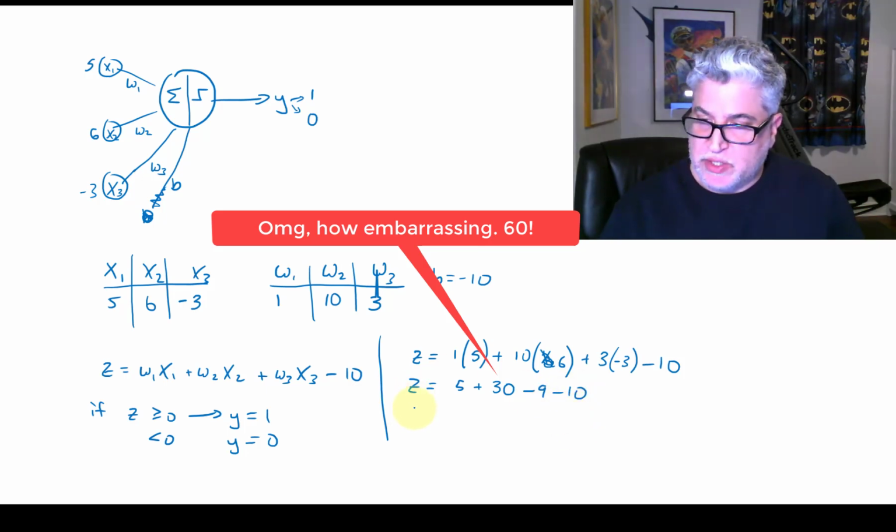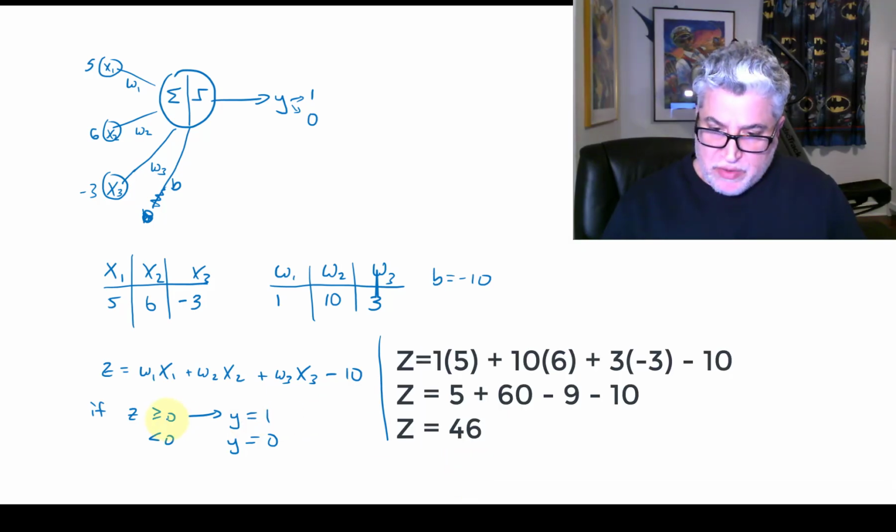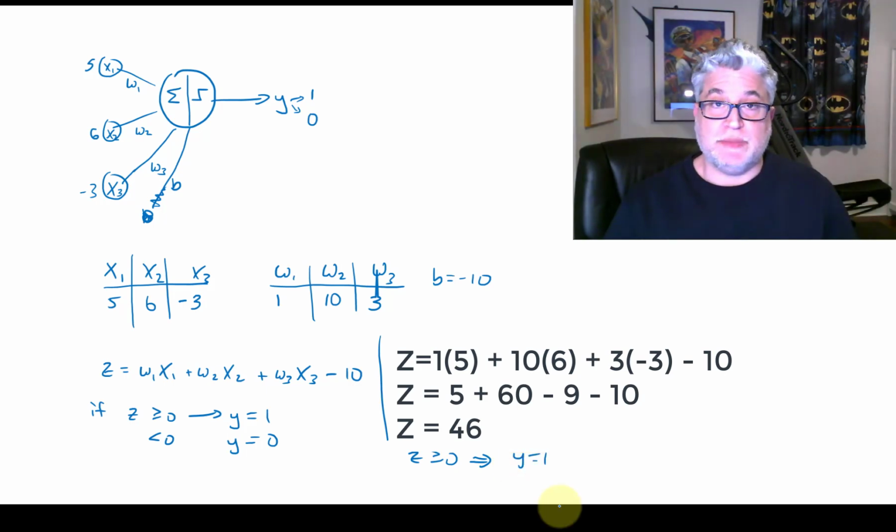Ooh, all right, things are getting interesting. So we get a 35 minus 19. And so z is 16. And it's still bigger than 0. So since this thing is bigger than or equal to 0, we're guessing you're going to like this person.